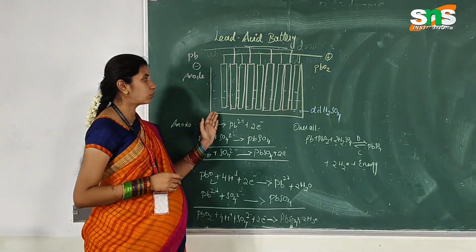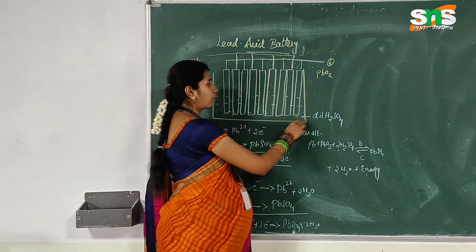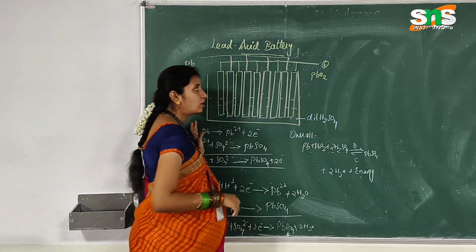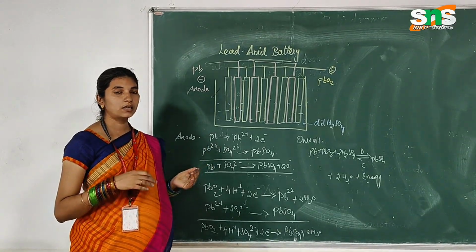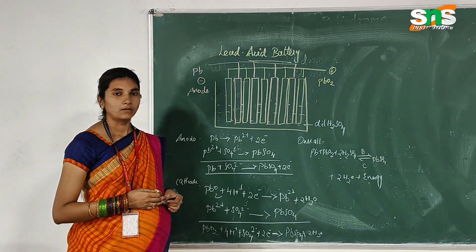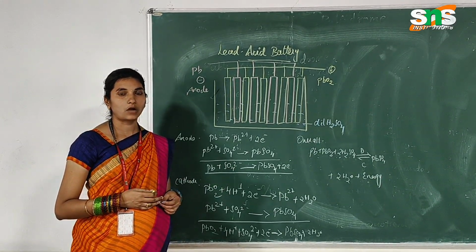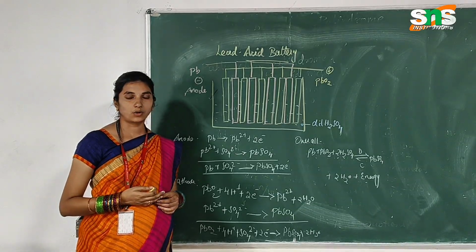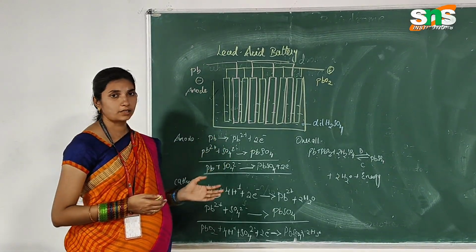With the electrolytic solution inserted into the cell, it forms sulfuric acid. The cell is constructed with the anode and the lead oxide plates, which are immersed in dilute sulfuric acid. Now the reactions: how the charging and discharging processes are carried out with the lead and the lead oxide.